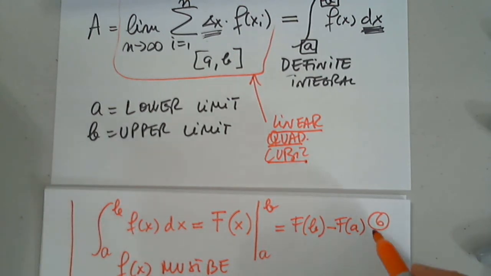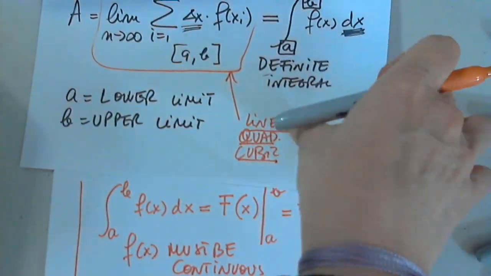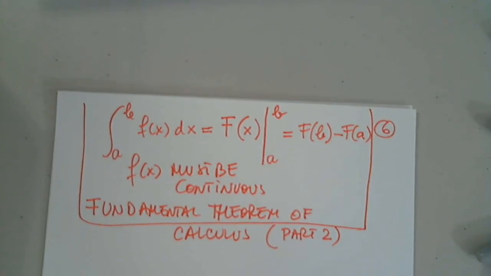This has a name: the Fundamental Theorem of Calculus. And this book considers it part 2. In other books, you're going to find it as part 1. It doesn't matter. I'm going to show you both parts.